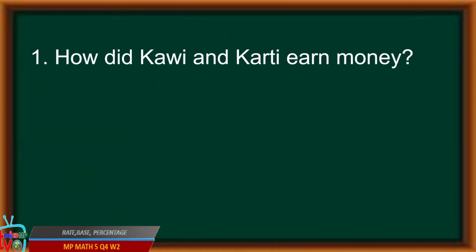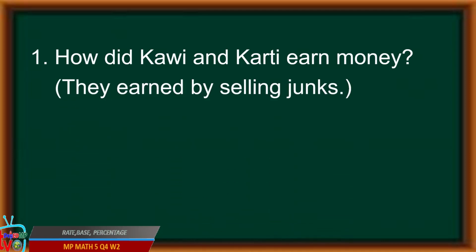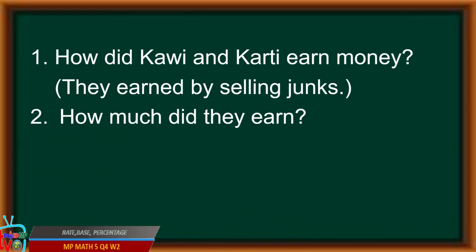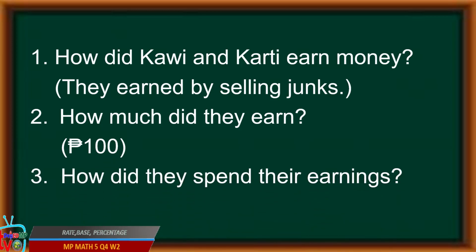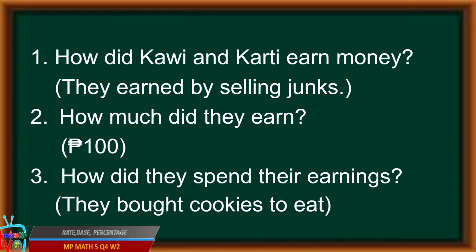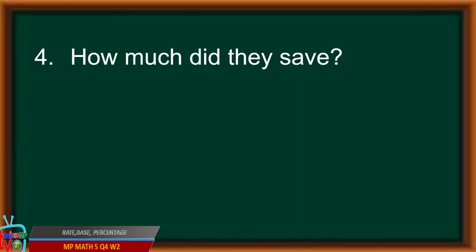From the situation, how did Kawi and Karti earn money? Very good. They earned by selling junks. How much did they earn? Yes, they earned 100 pesos. How did they spend their earnings? Very good. They bought cookies to eat. How much did they save? Yes, they saved 73 pesos, which they gave to their mother.